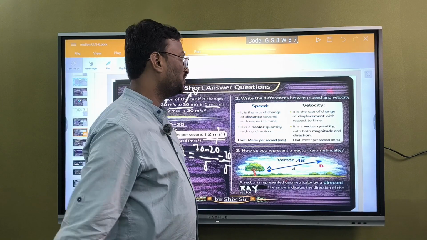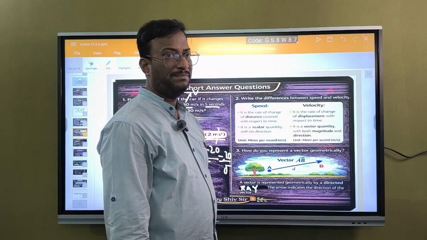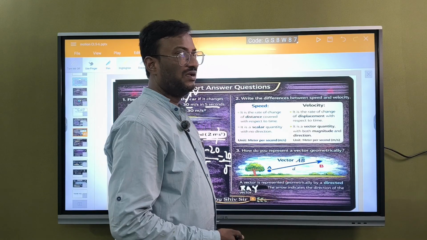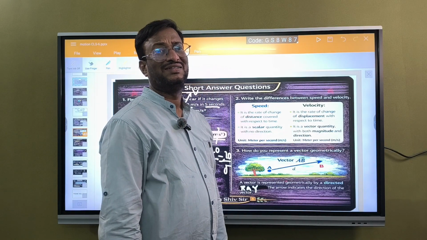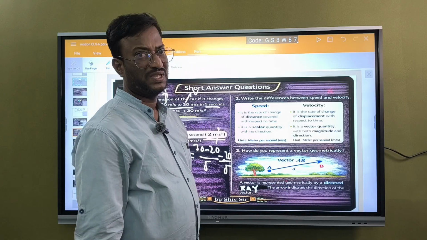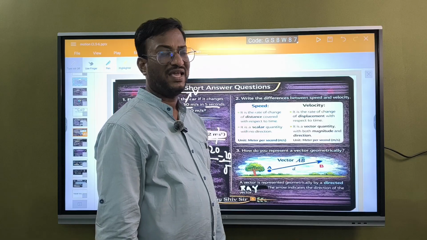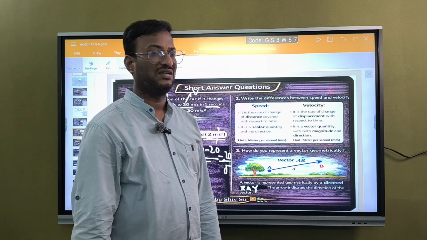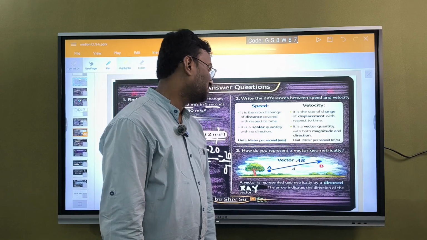Then the next question is, write the differences between speed and velocity. Speed is defined as the rate of change of distance covered with respect to time, and velocity is defined as the rate of change of displacement with respect to time. Speed is a scalar quantity and velocity is a vector quantity, which has both magnitude and direction. And the units of speed and velocity are the same, that is meter per second.